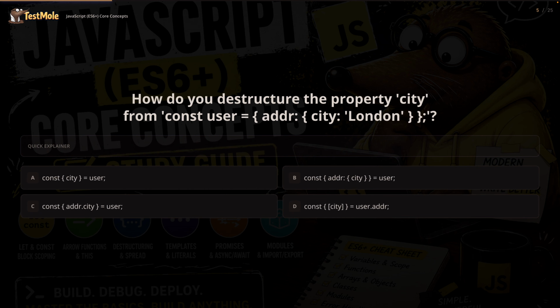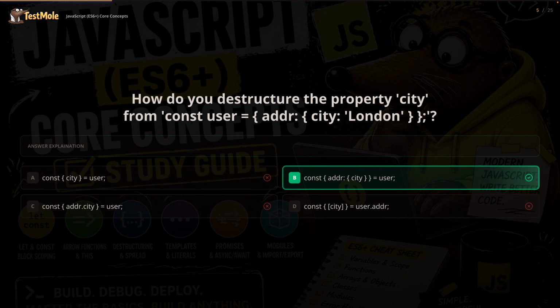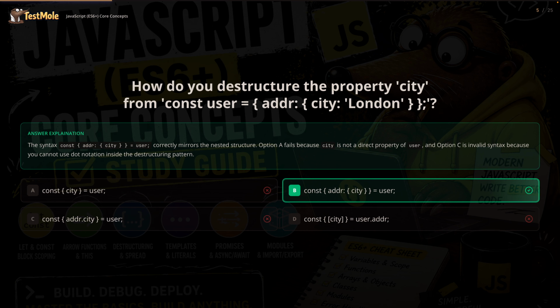Let's review the options. A. Const city equals user. B. Const address, city equals user. C. Const address city equals user. D. Const city equals user.address. The answer is B. The syntax const address, city equals user, correctly mirrors the nested structure. Option A fails because city is not a direct property of user, and option C is invalid syntax because you cannot use dot notation inside the destructuring pattern.